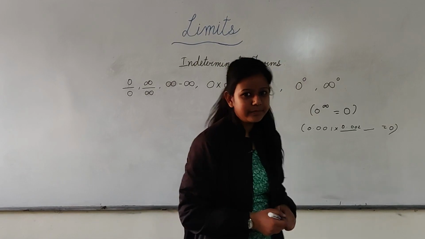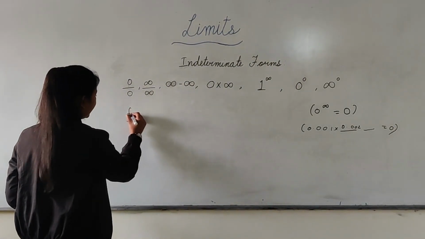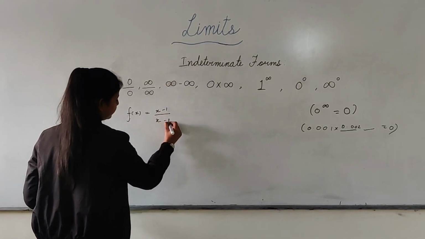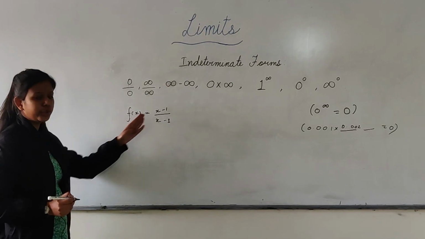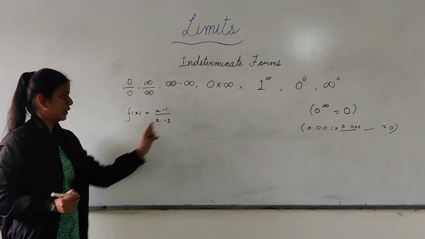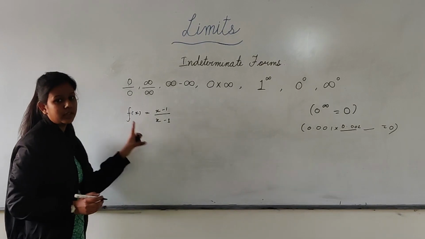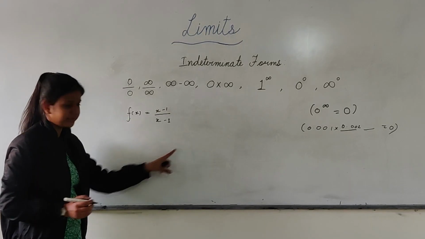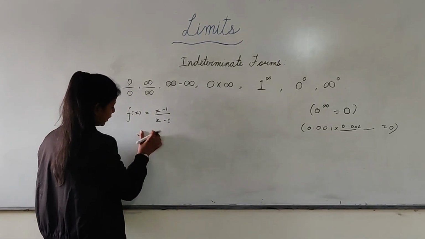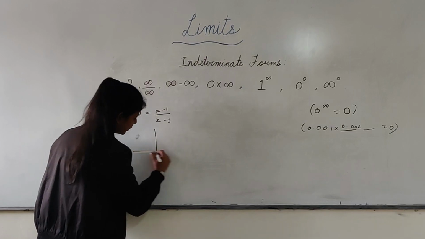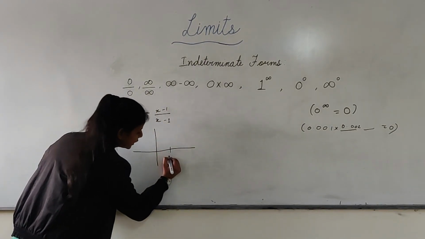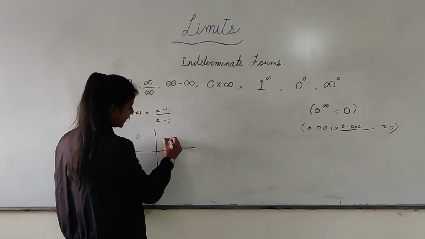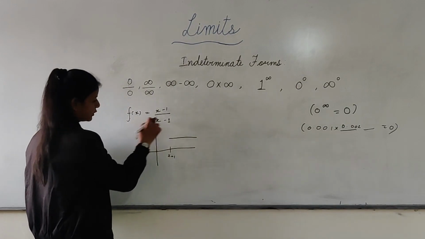Let's take an example. f(x) equals (x minus 1) upon (x minus 1). Now one can say, why don't you write it equals to 1? But we are checking around the neighborhood of x equals to 1. That is, we check the graph of the function. Around x equals to 1, when x is greater than 1, we can simply write here y is equals to 1.